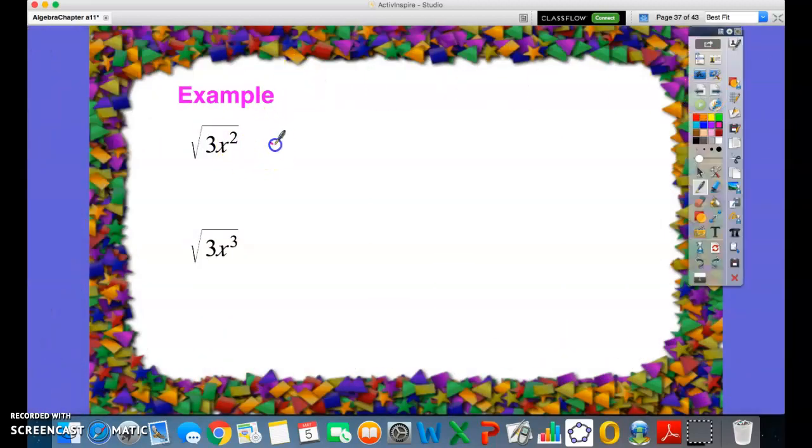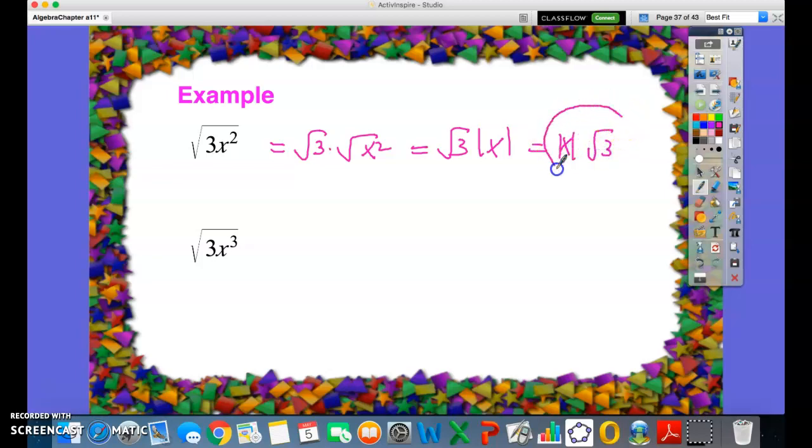Next, 3x squared. Again, remember, this is the square root of 3 times the square root of x squared. 3 is not a perfect square, so just leave it as the square root of 3. And the square root of x squared is the absolute value of x. You can always write the irrational number last. It's better to write it this way.